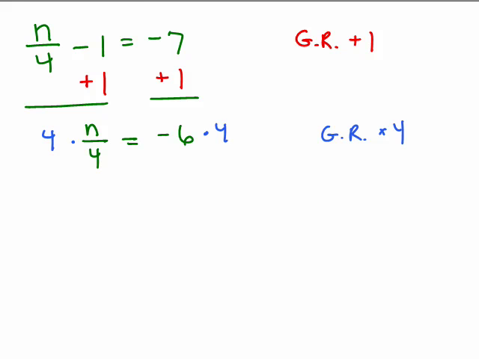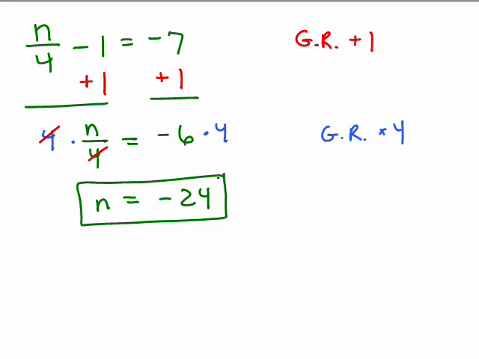So we've got n, because the 4's cancel, right? So we have n equals negative 24. All right. I'm going to go ahead and check this and then show you an alternate way of doing the same problem. So the check is n over 4 minus 1 equals negative 7.